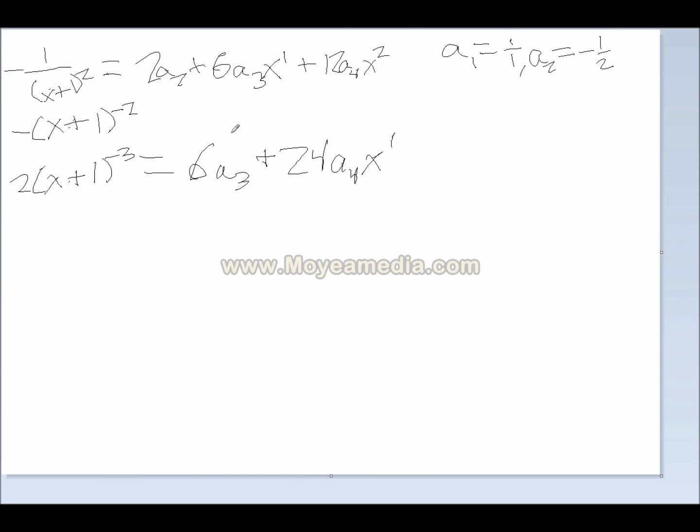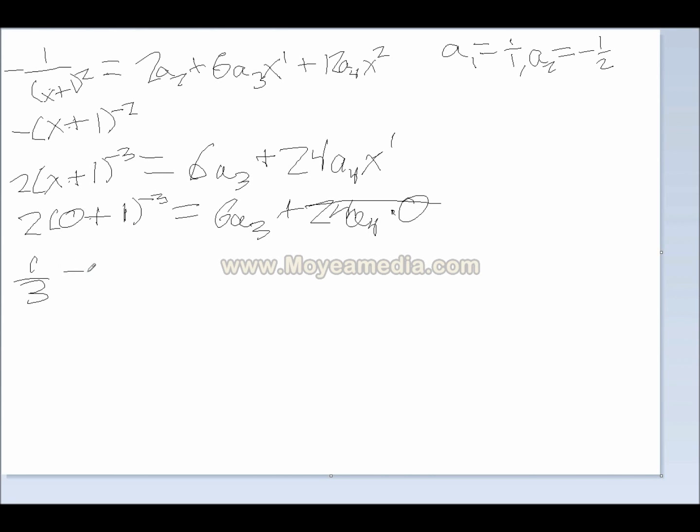Now, let's go ahead and solve this. Plug a 0 in: 2 times 1 to the negative 3 equals 6 a sub 3 plus 24 a sub 4 times 0, which of course cancels out. Let's divide, carry that 6 over, we get 1 over 3, of course, 2 divided by 6 is 1/3, times 1, because 1 to the power of anything is still 1, and that is equal to a sub 3.